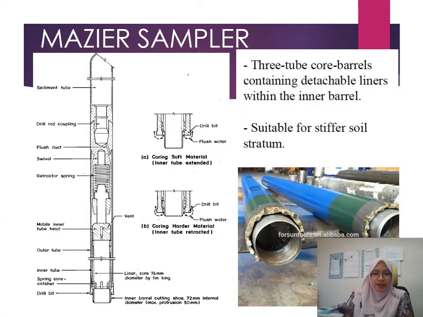Okay, so next is the Mazier sampler. The Mazier sampler is a triple tube core barrel containing detachable liners within the inner barrel. It is suitable for stiffer soil strata. You can see the picture of the Mazier sampler on the side.